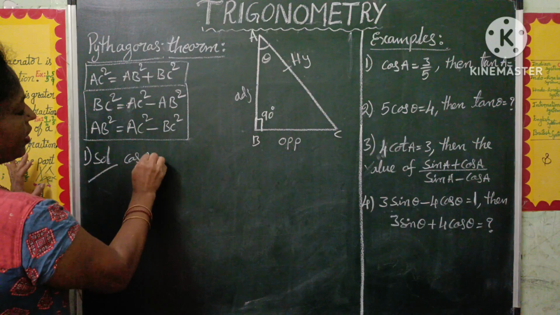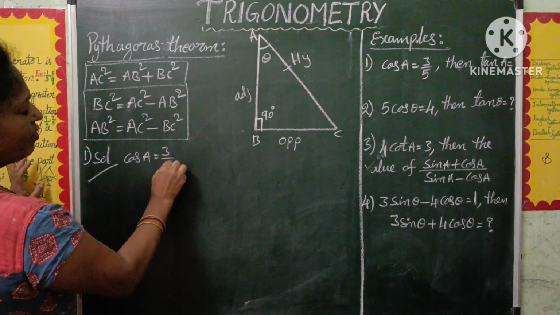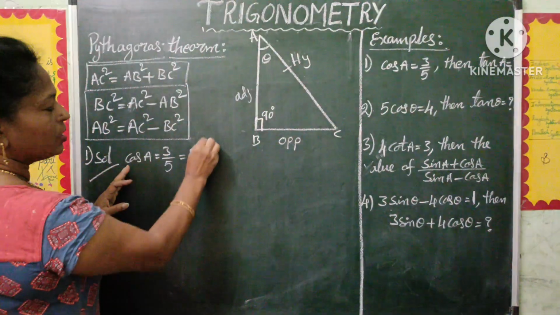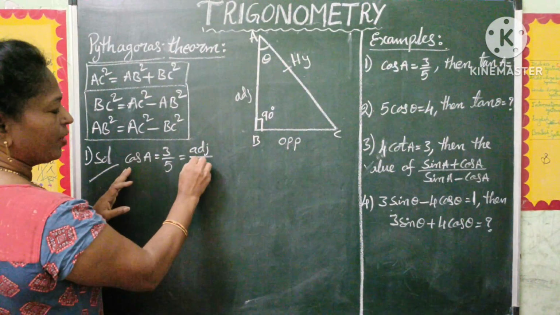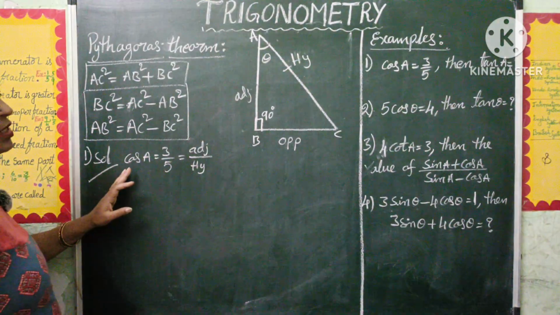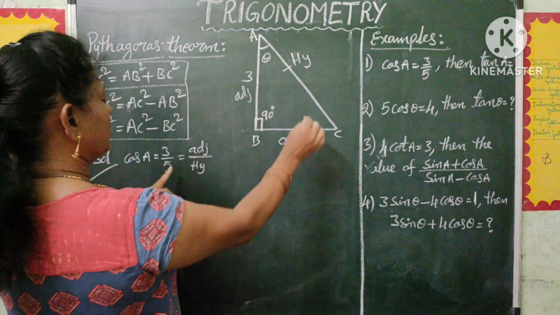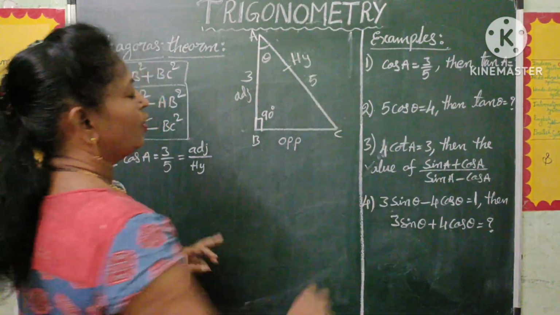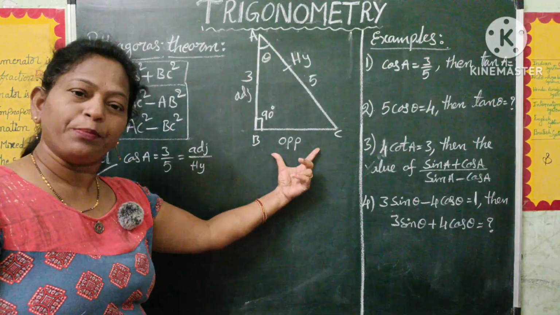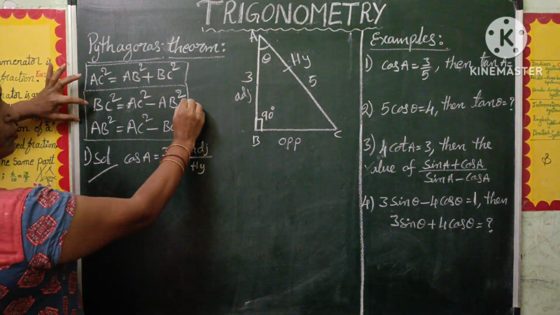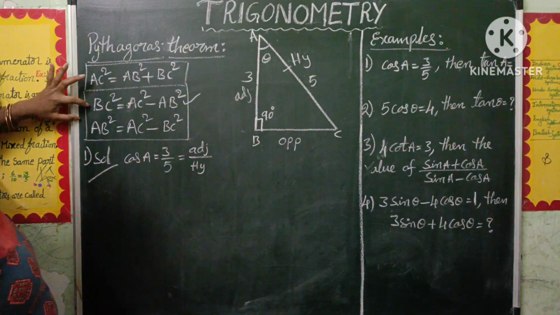Cos A equal to 3 by 5. Cos ratio is adjacent by hypotenuse, yes or no? So here the adjacent side is 3 and the hypotenuse is 5. We need to find the opposite side BC. So what formula do we have to use for BC?